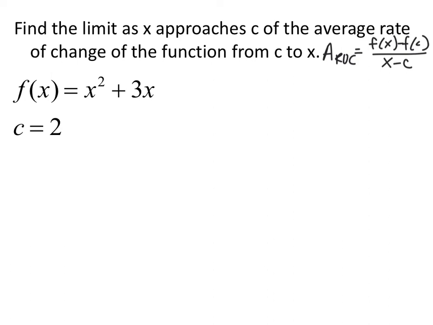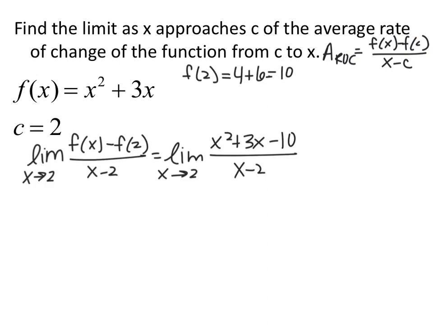So we want to find the limit as x approaches c of the average rate of change from c to x. So remember, average rate of change is slope, so that's just f of x minus f of c over x minus c. So we want to find the limit as x approaches 2, in this case, of this. So go ahead and pause the video and set that up.